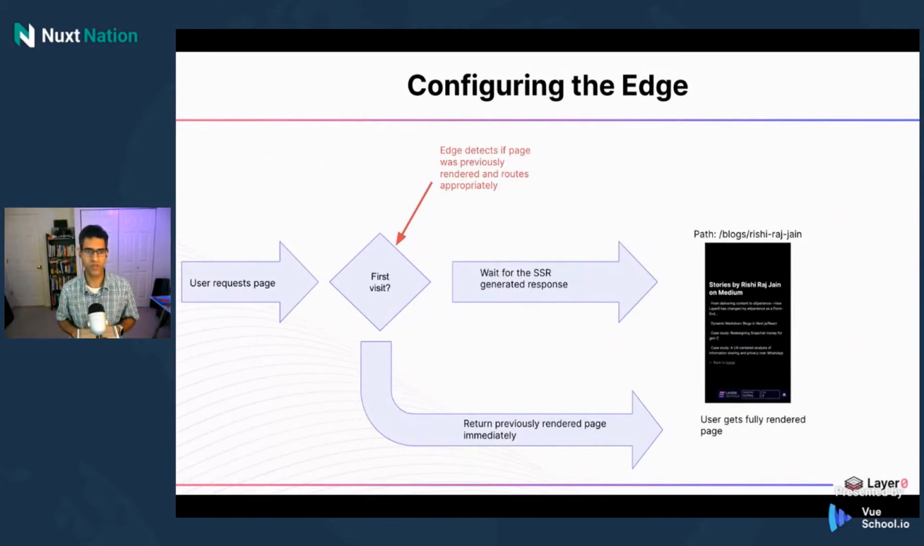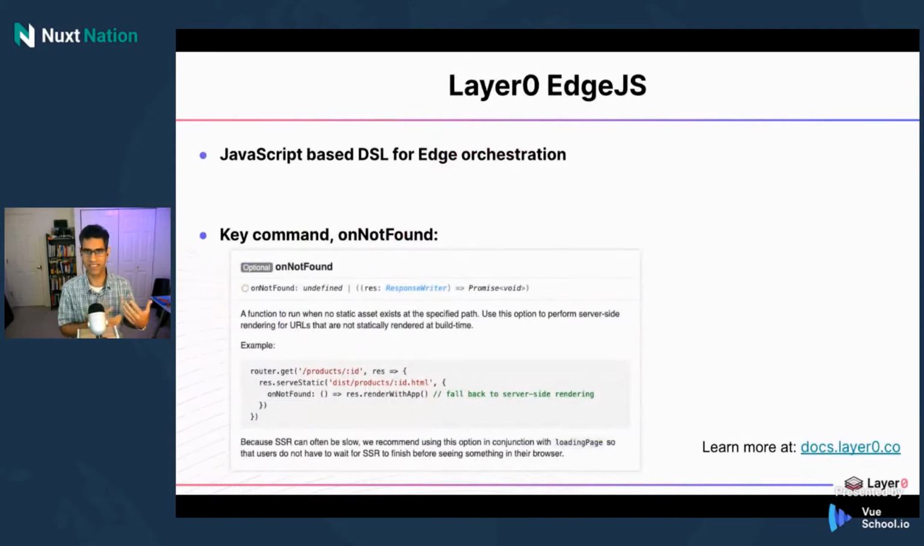So configuring the edge, we basically just need the simple property in the edge logic that detects if a page was previously rendered, and if it is not, then wait for the response, and if it has already been rendered, then just send the rendered page immediately. And in fact, in Layer0 Edge.js, we have a single command for this. Edge.js in Layer0 is really our DSL for controlling the edge, right in JavaScript that runs inside your app code. And there's one command called onNotFound. When we implemented ISG for Next, we wanted to do this in a framework agnostic way. So we exposed this command so any framework could use it.